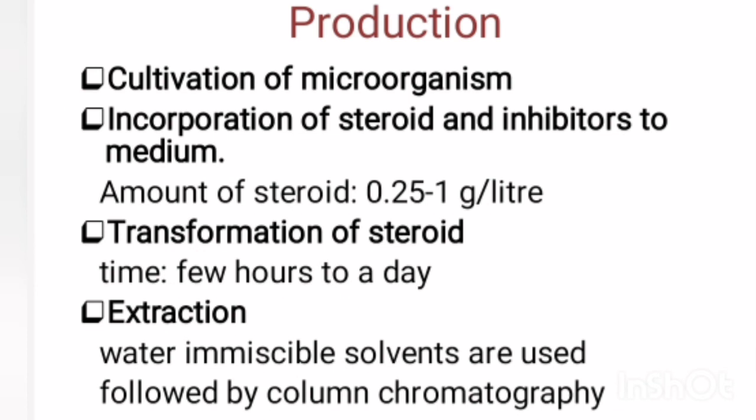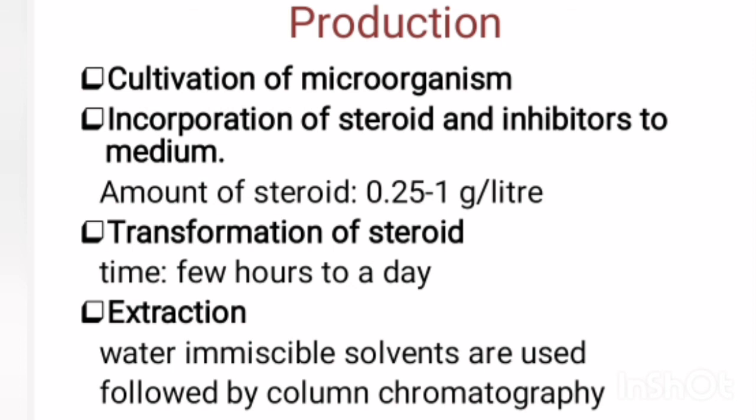Then the final topic, production or the biotransformation fermentation. It involves 4 steps: cultivation of microorganism, incorporation of steroid and inhibitors to the medium, then transformation, and finally extraction. First, the culture is added into the fermenter and is provided with nutrient media. Nutrient medium consists of glucose, sucrose and carbon source. Proper aeration and agitation is also provided for the growth of microorganism.